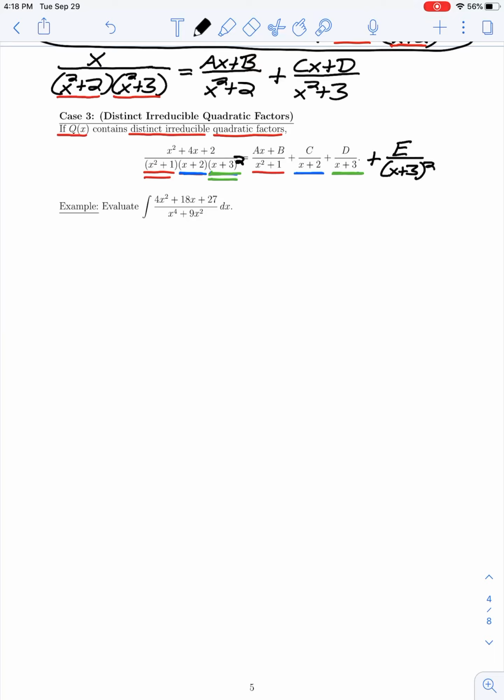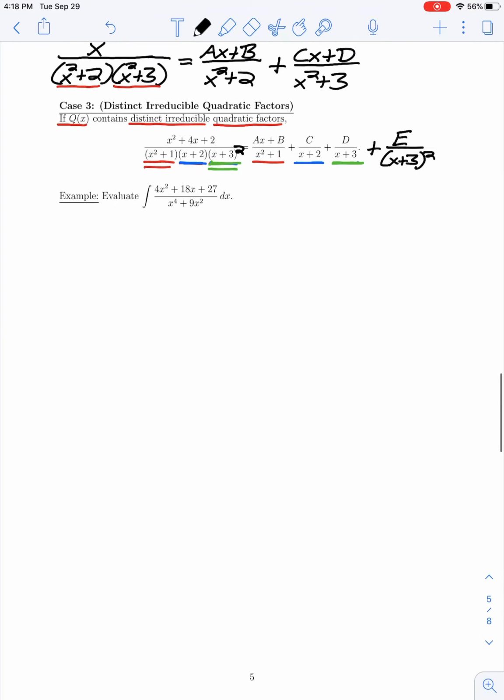So let's look at an example to illustrate this case of an irreducible quadratic. Here we're asked to evaluate the antiderivative shown here, and we see that our integrand is a rational function where the degree of the numerator is less than that of the denominator. Second degree numerator, but a fourth degree denominator. So that suggests that we should try this method of partial fractions.